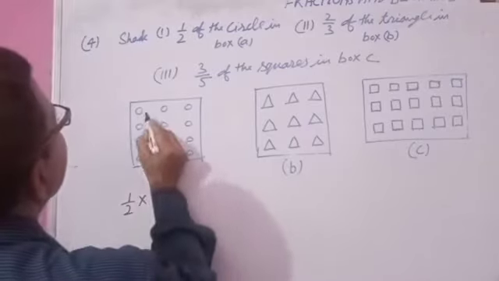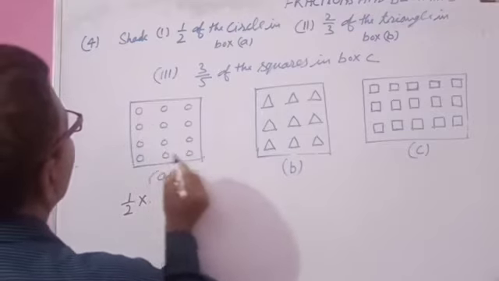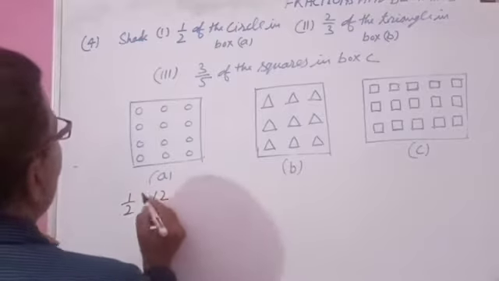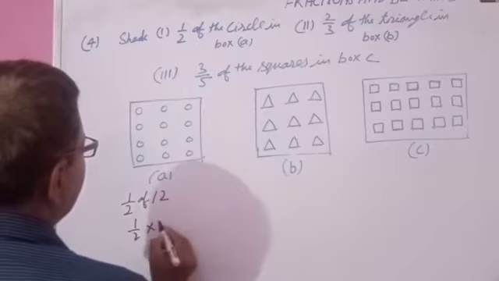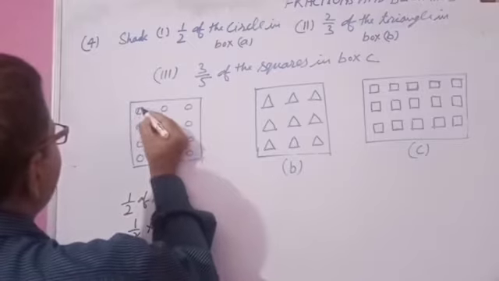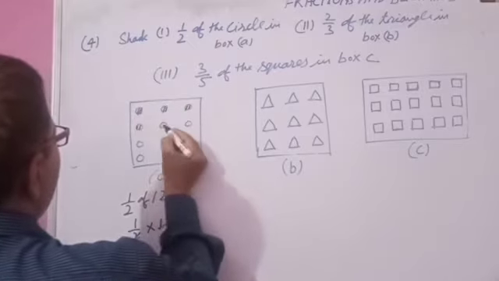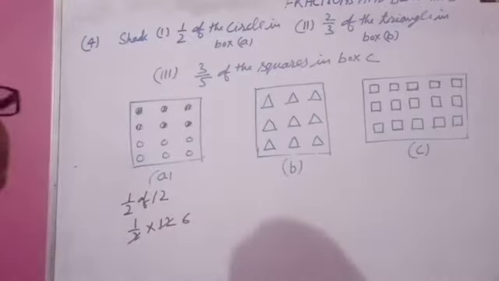How many circles are there? 3 2s are 6, 3 3s are 9, 3 4s are 12. Of means multiplication. 1 upon 2 of 12. 1 upon 2 means multiplication by 2: 2 6s are 12, so 6 circles. 1, 2, 3, 4, 5, 6. You will shade 6 circles.